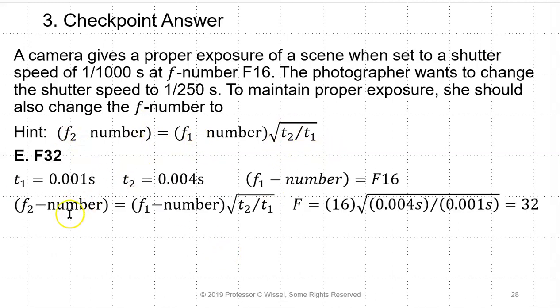Okay, if we apply the hint, write down everything we know. We know t1 is 0.001 seconds, t2 is 0.004 seconds, the first f number is f16, so the second f number is going to be the first f number times the square root of t2 over t1. So it'll be 16 times the square root of 0.004 divided by 0.001. So you'd need an f32.